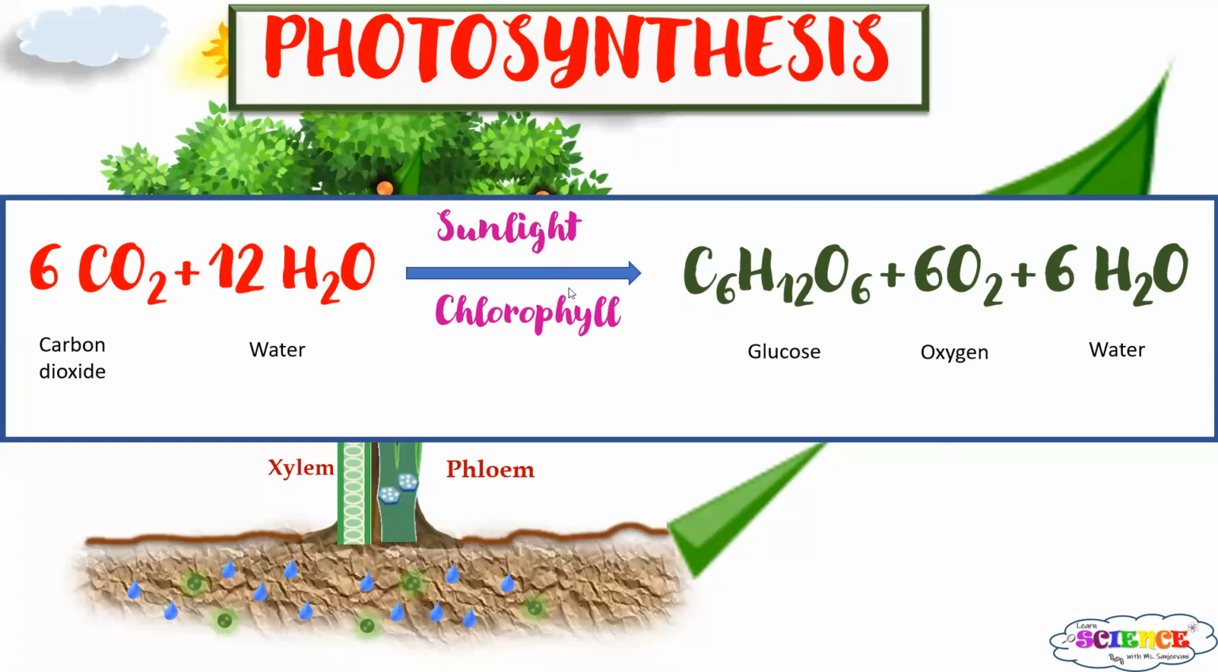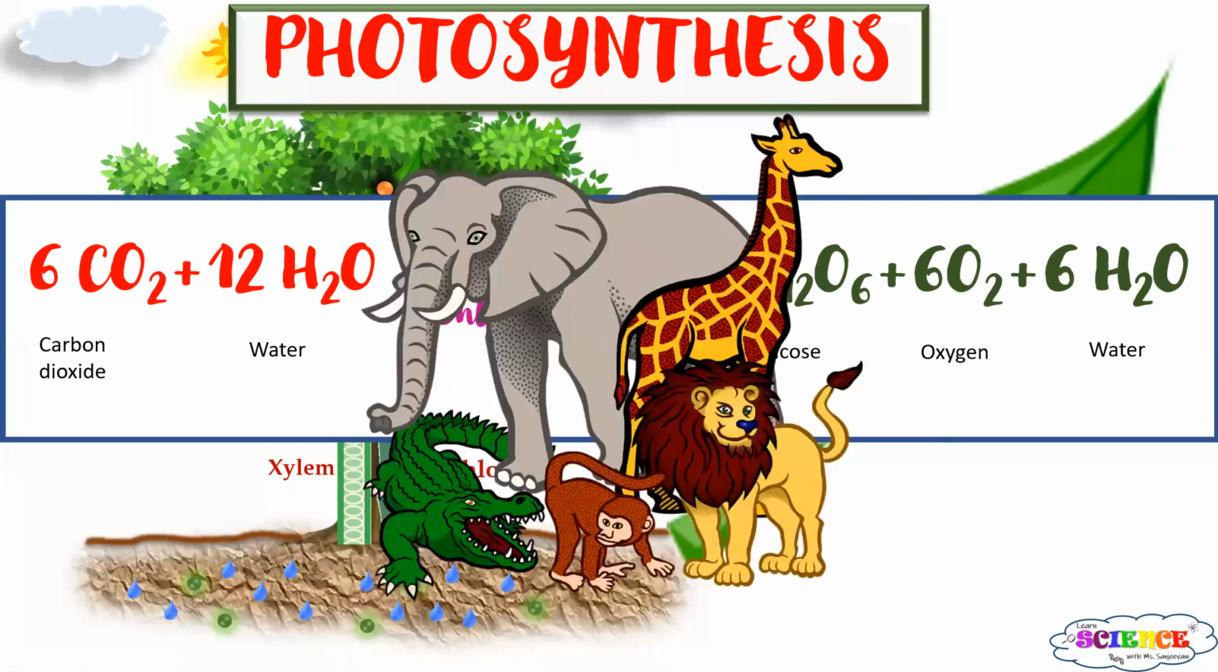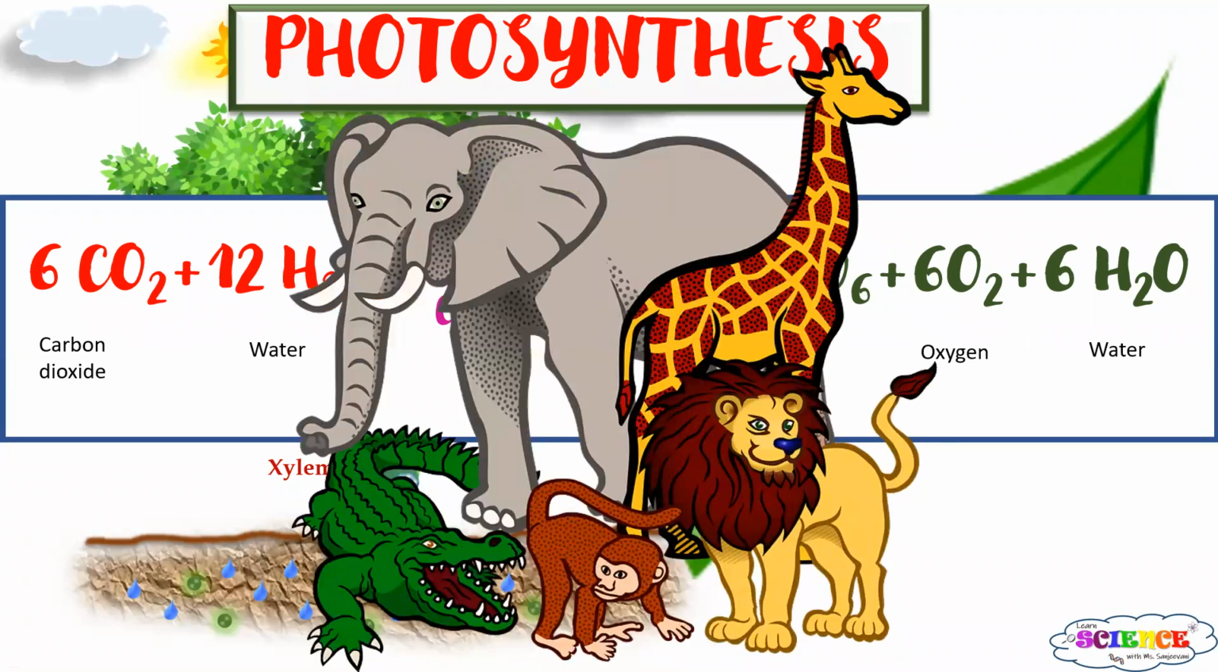Now, this particular process is the most significant life process on earth. This process is responsible for sustaining life on earth. It is necessary for the survival of each and every organism, and the reason is glucose and oxygen are produced in this process. Glucose is the food which is not only used by the plant, but all the other organisms are directly or indirectly dependent for food on plants.